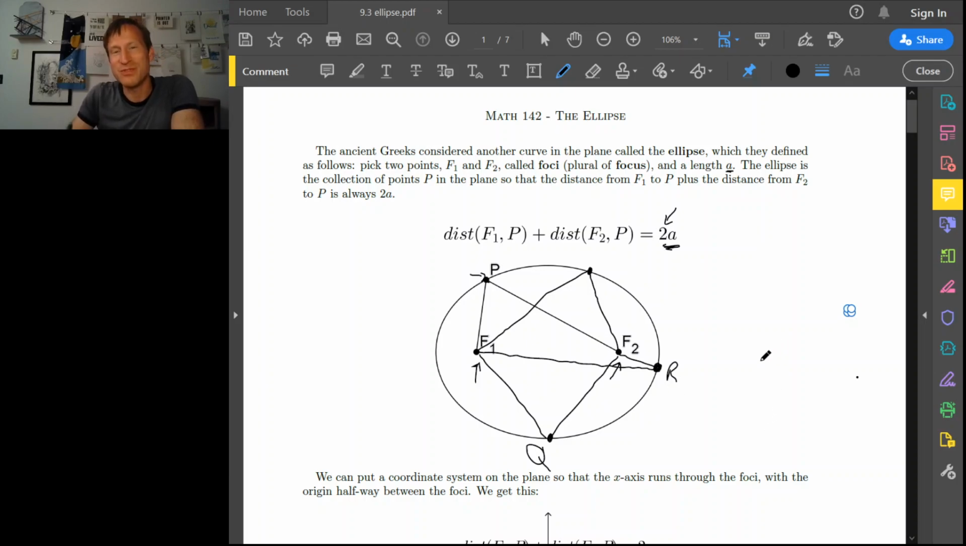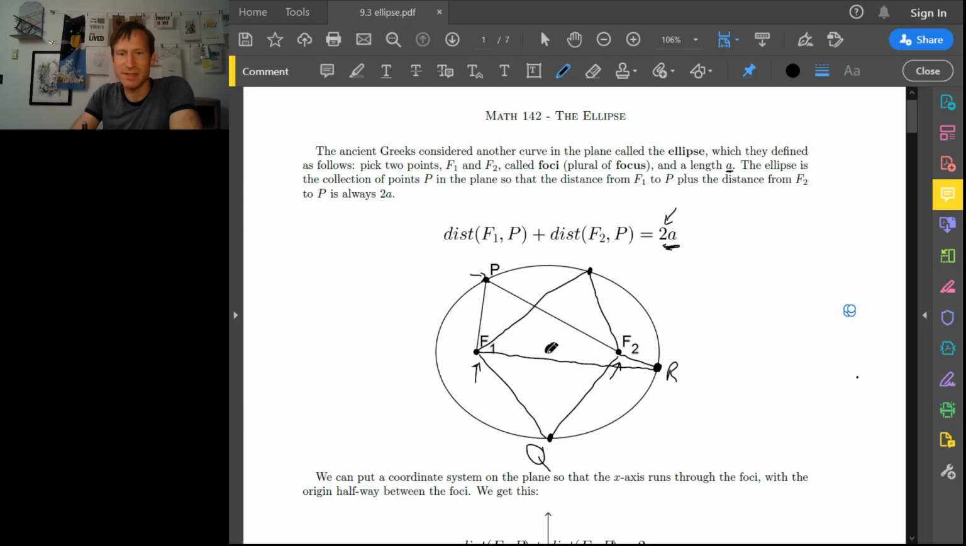Of course, now that we've defined an ellipse, it would be nice to have an equation for an ellipse. This is something that the ancient Greeks couldn't do because they didn't have coordinate systems. But to come up with an equation, the first thing we need to do is decide where to put our coordinate system. And one nice way to arrange the coordinate system is to put the origin exactly in the middle of the ellipse, just because of the symmetry of the ellipse.